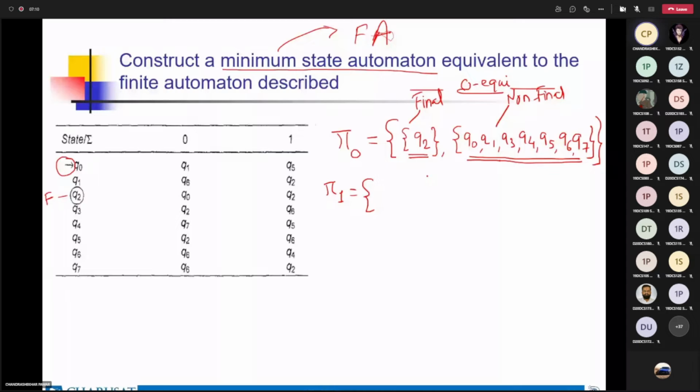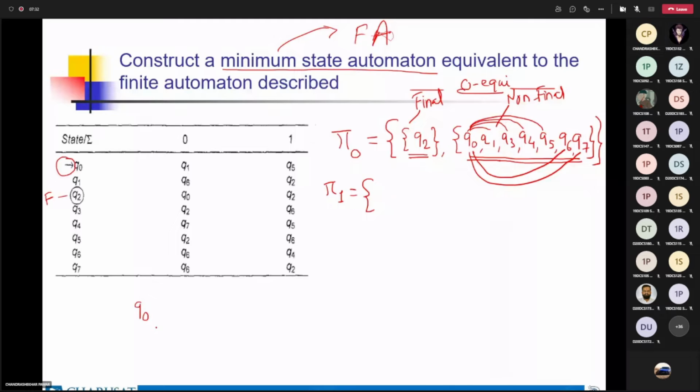So we have to first check the equivalency in such a way that Q0 is equivalent with Q1, Q0 is equivalent with Q3, Q0 is equivalent with Q4, Q0 is equivalent with Q5, Q0 is equivalent with Q6, Q0 is equivalent with Q7 or not. So how to check that? That I will tell you here now.